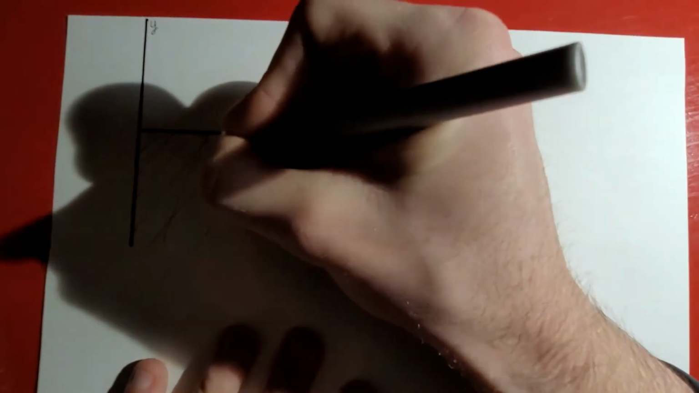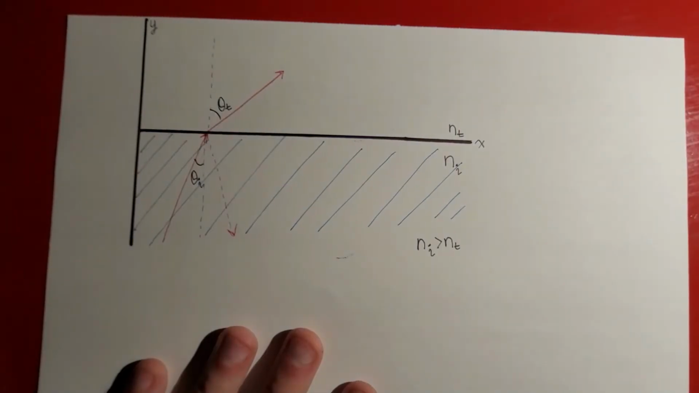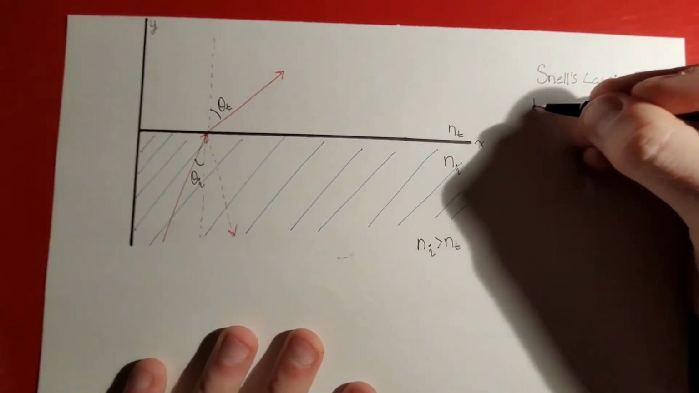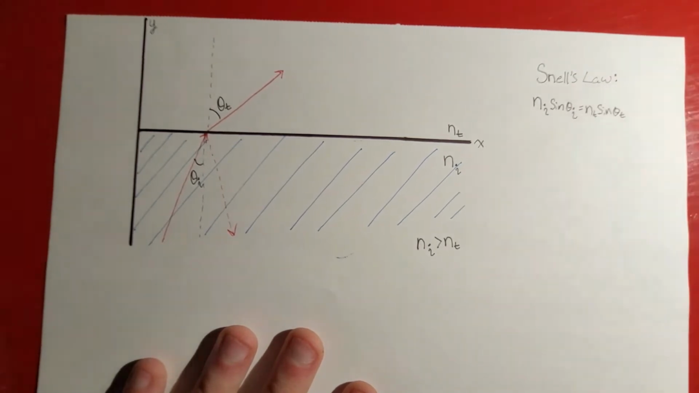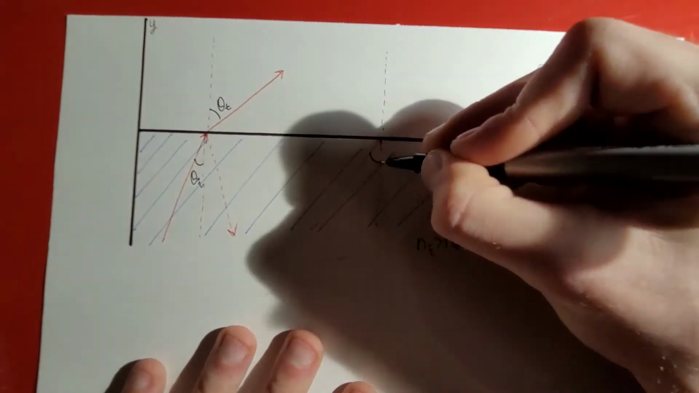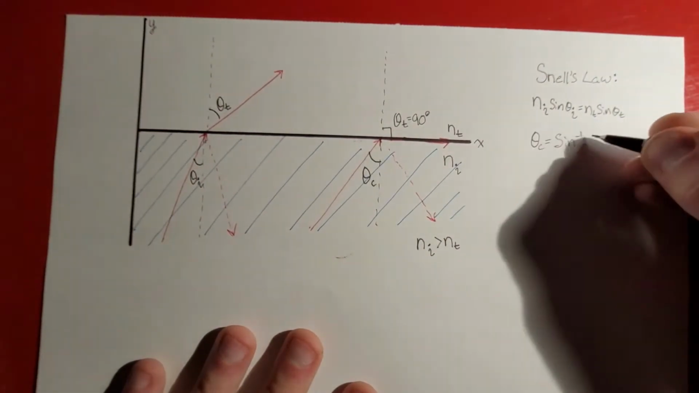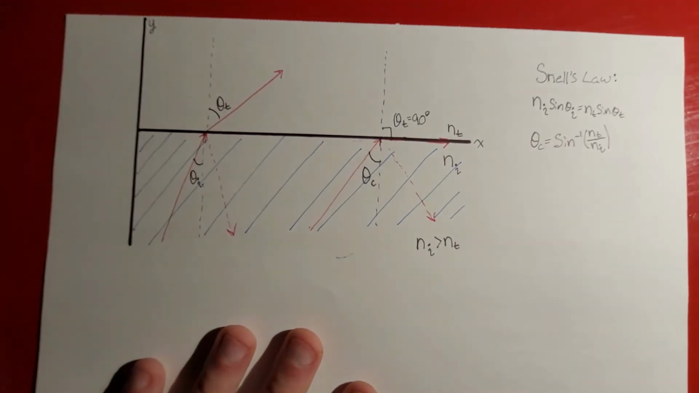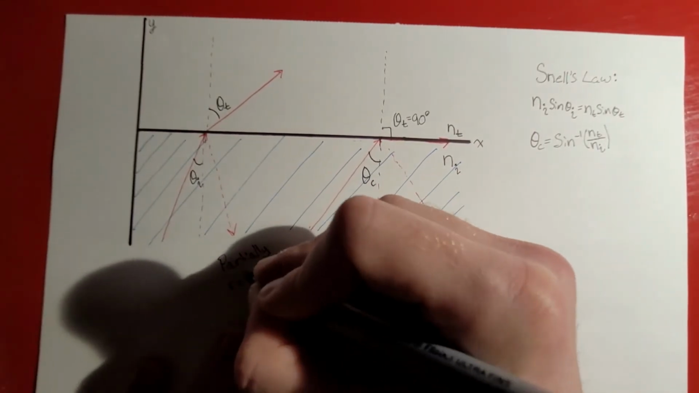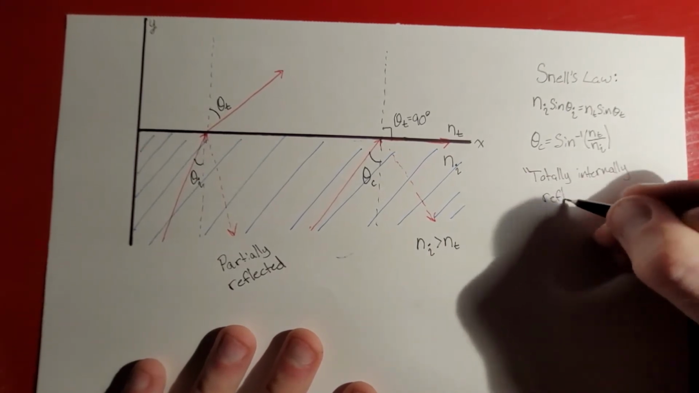The angle at which this beam refracts is described by Snell's law, n_i sine theta_i equals n_t sine theta_t, where i and t stand for incident and transmitted. Because we are going from high to low refractive indices, at some incident angle, the transmitted beam will be parallel to the interface. We call this the critical angle, theta_c. At incident angles greater than this critical angle, the beam is said to be totally internally reflected.